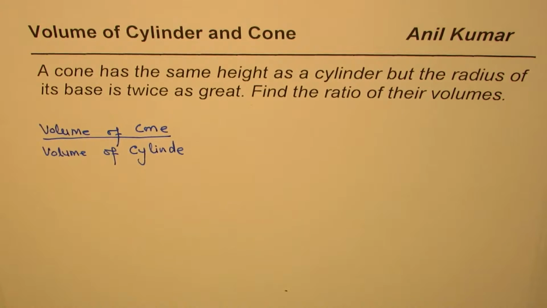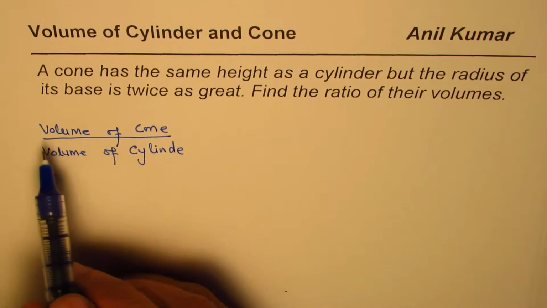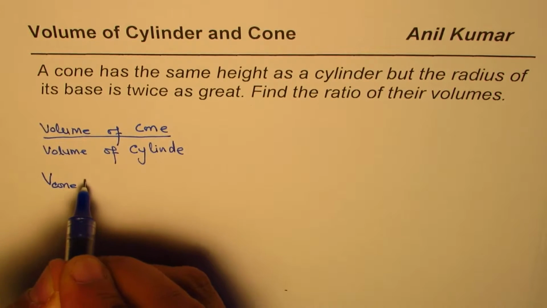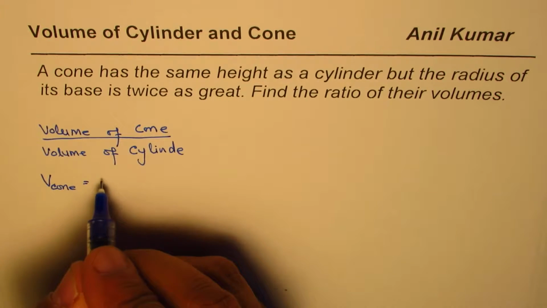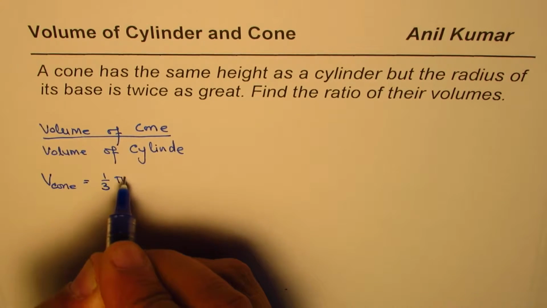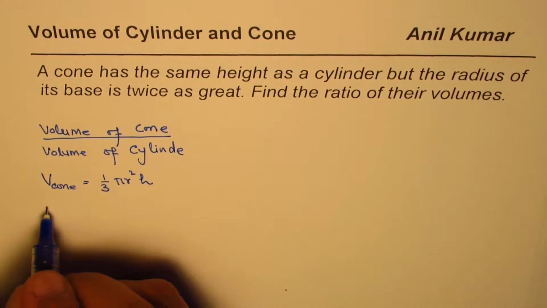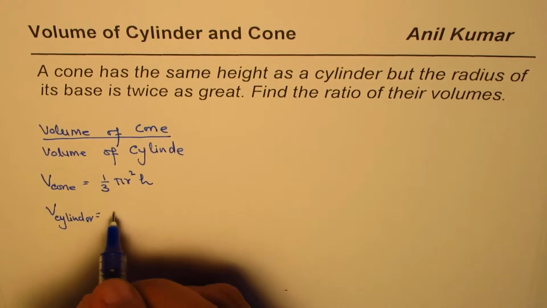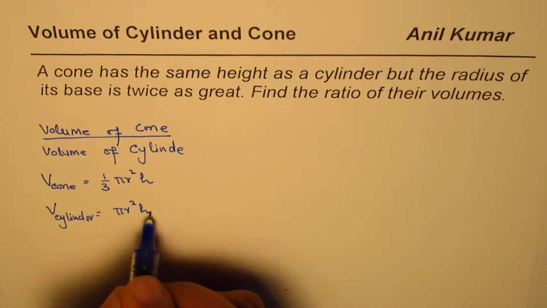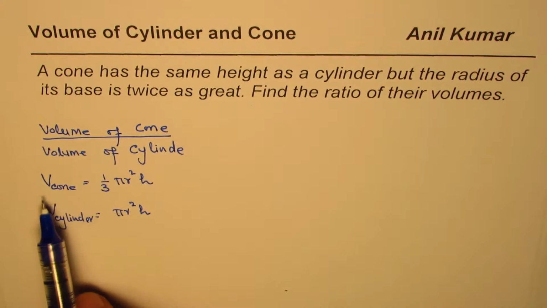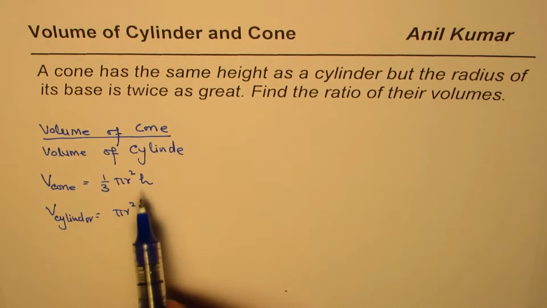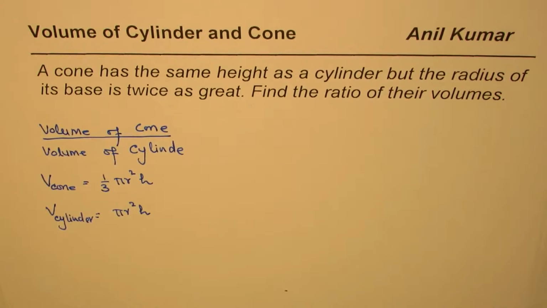I hope you remember the formulas. Let me write down the formulas. Volume of cone is 1 by 3 pi r square h, and volume of cylinder is pi r square h, right? So in fact, the volume of cone is 1/3 that of cylinder if we are having same height and same radius. Remember that. Okay, now let's get back to the question.